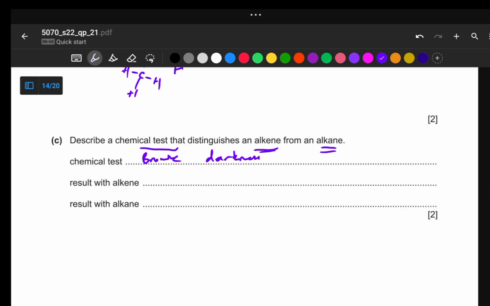So in the presence of darkness, only an alkene is going to decolorize, right? Only an alkene is going to decolorize, and then this one, no reaction. As simple as that, right?